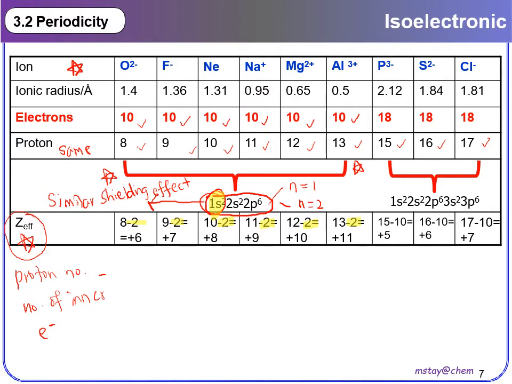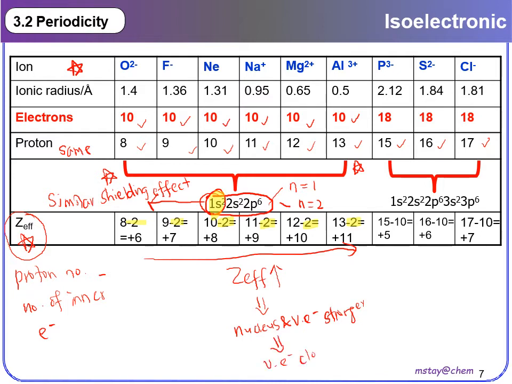Minus with 2, but because the proton number is increasing, this also will lead to the increase of effective nuclear charge. As we already have the idea, if effective nuclear charge increases, it means that the attraction between nucleus and valence electron becomes stronger. If stronger, it means that valence electrons are closer to the nucleus. So we will get the idea, the size is getting smaller.